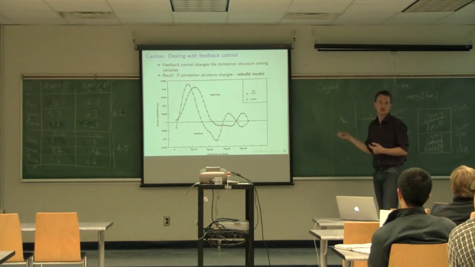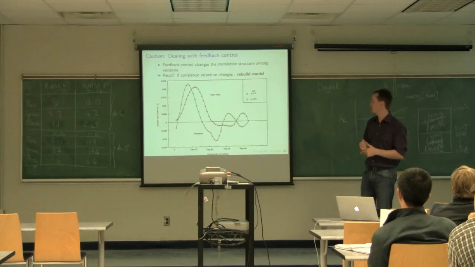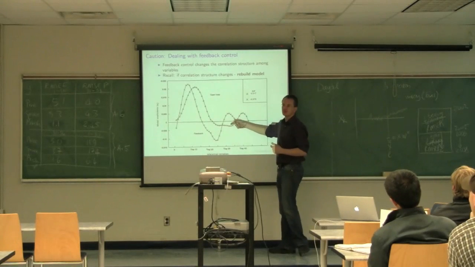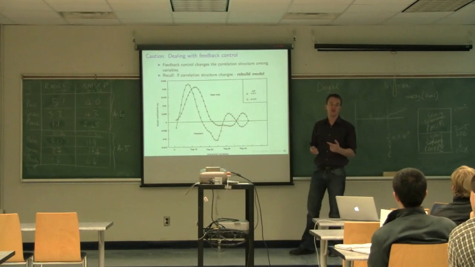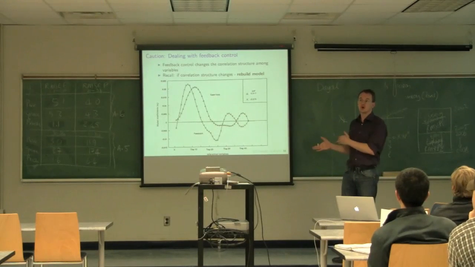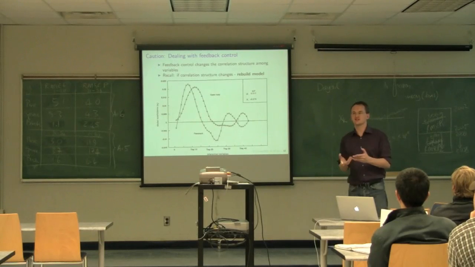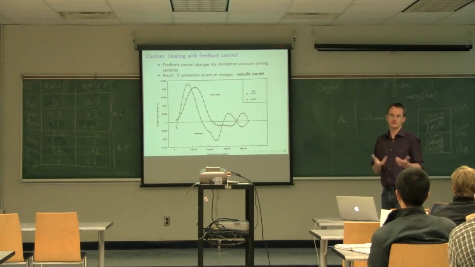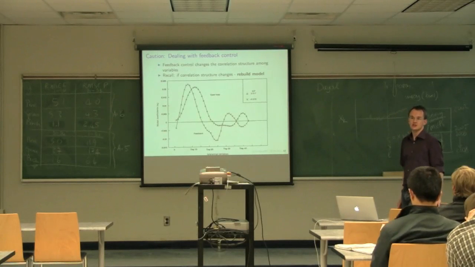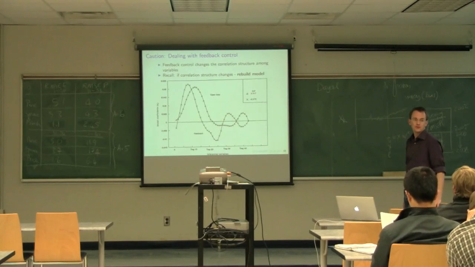Actually, in fact, Dr. McGregor's PhD thesis was on that topic. So it is expected that this happens, but it's also something to be aware of. If you build your model on open loop data and then you expect it to work well in closed loop operation, the process is very different in open loop versus closed loop. The relationships between the variables are very different. The correlation structures change. So you need to go rebuild your model.